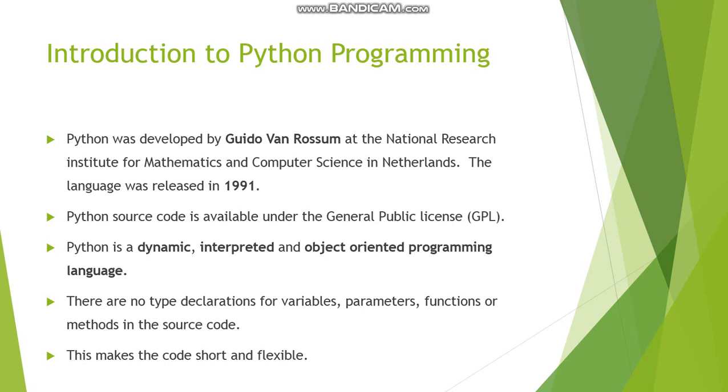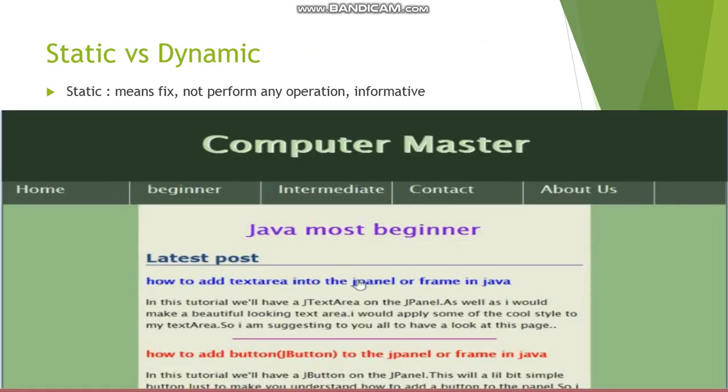We will see it in the next slide. Okay. So what is static and dynamic? Static means fixed things that can't change. It is only informative things. There are various sites that provide only information and day to day activities, like we have different menus: home, about us, contact us, and services.